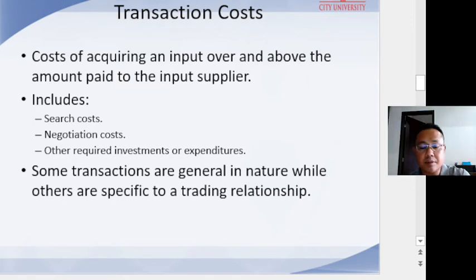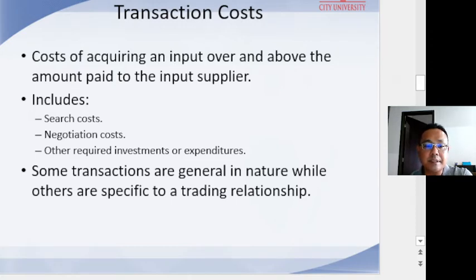So many transaction costs are obvious. For example, if an input supplier charges a price of $10 per unit but requires you to furnish your own trucks and drivers to pick up the input, the transaction cost to your firm includes the cost of the truck and the personnel needed to deliver the input to your plant. So clearly the relevant price of the input to your firm includes not only the $10 per unit but also the transaction cost of getting the input to your plant.